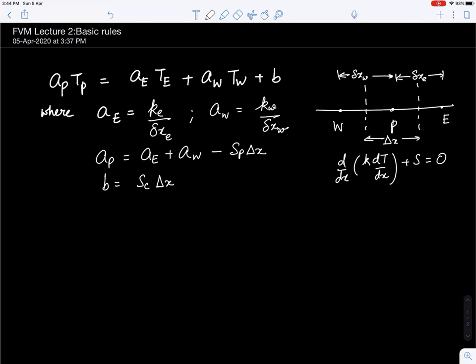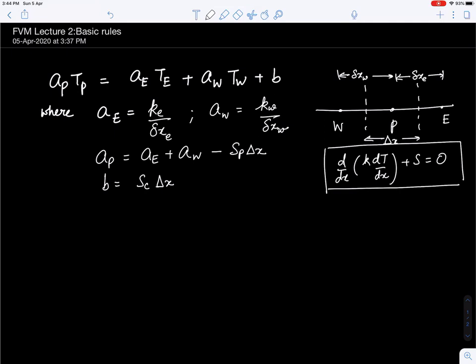Okay, so this is the second lecture on the finite volume method, and we'll start from where we left last time. So we had a 1D problem where we had the governing equation, which is basically the 1D heat diffusion equation, the steady state heat conduction equation, with some sources, and the problem has to be solved in a one-dimensional domain.